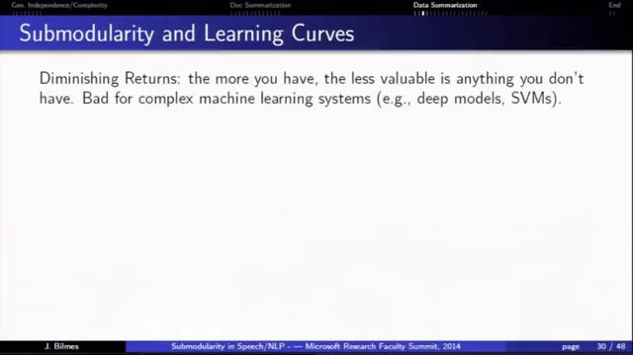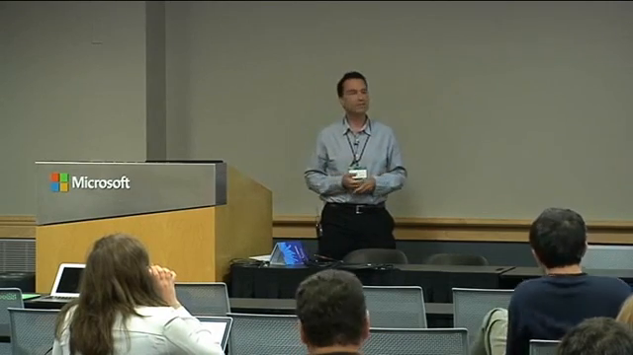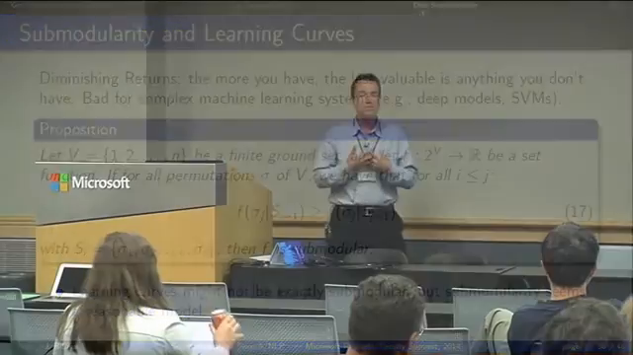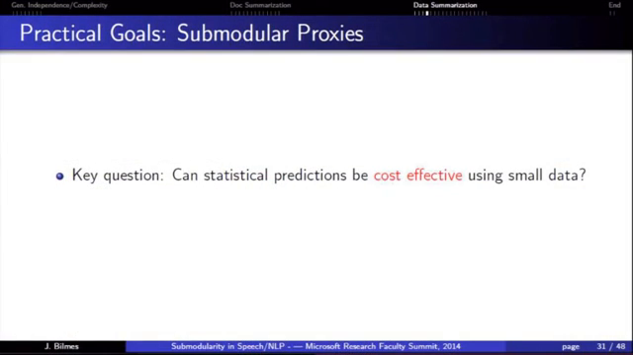So this is exactly the diminishing returns problem. The more you have, the less valuable is anything you don't have. And for very, very large, complex machine learning systems, like deep models that everybody's been talking about recently, or support vector machines, basically this is bad because, I'm going to skip this slide, it's bad because you're spending a lot of time training on data redundantly. You're wasting your time on data that is already being expressed by other data. And perhaps the goal is to choose a subset of that data with minimal loss.